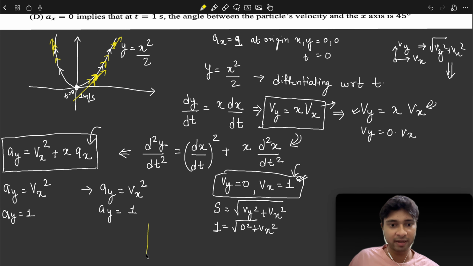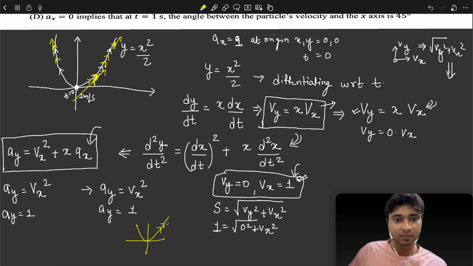I'm just drawing it again. If this is the trajectory, it means at every point of the trajectory, the direction of velocity is the direction of the tangent. It follows the trajectory itself. So the tangent is the direction of velocity. Let's see what the tangent is. Y is equal to x square, so dy by dx, which is the tangent, is equal to x if we differentiate with respect to x.